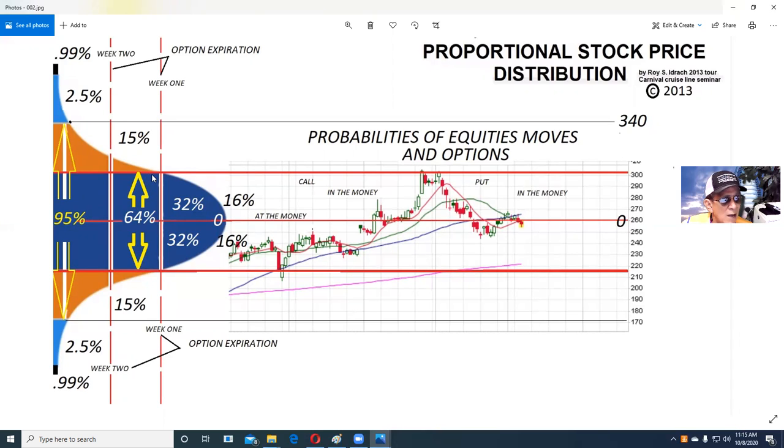And when it breaks out, what are the chances to go in one direction or the other? So the chance of going right here, 15% chance that it will reach 340 from 300, but it's very slim because right now we are here. So this is the 0 point. Normally the price has been traveling between these two lines, and this is the middle line.